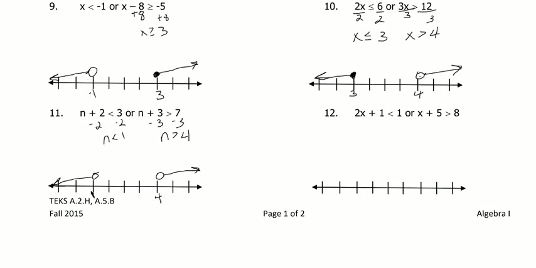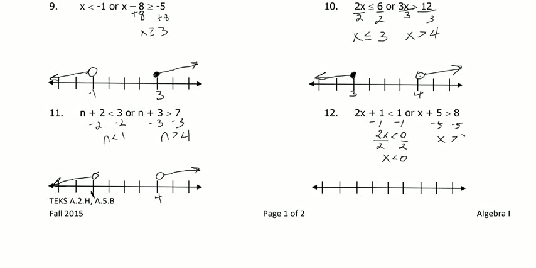Alright, number 12, we're going to step things up to two-step inequalities. And we're going to keep on following our same method that we've been using for weeks now at this point. We're going to subtract the constant from both sides. So we subtract the 1, and subtract the 1, that's 2x less than 0. We divide each side by 2, and x is less than 0. We subtract 5 from both sides, and x is greater than 3.